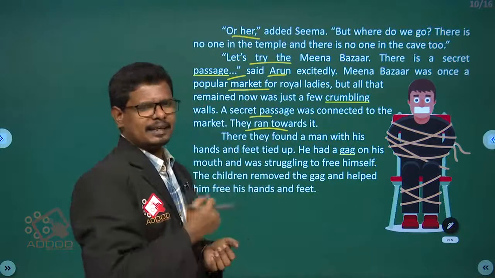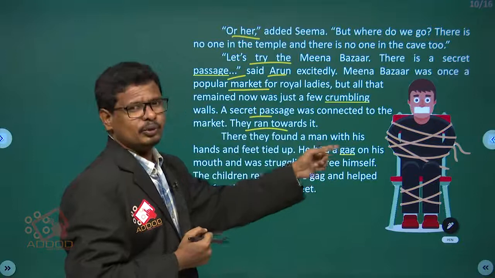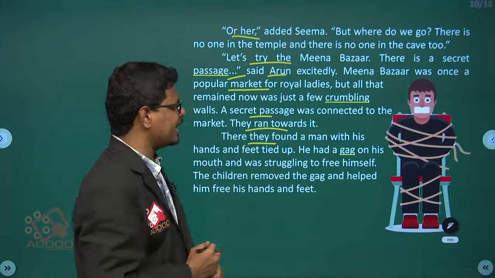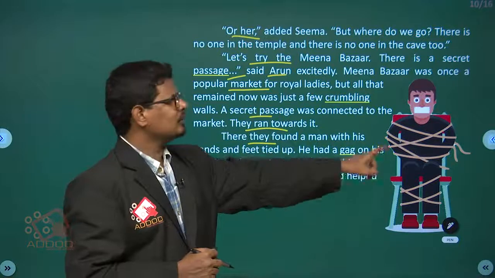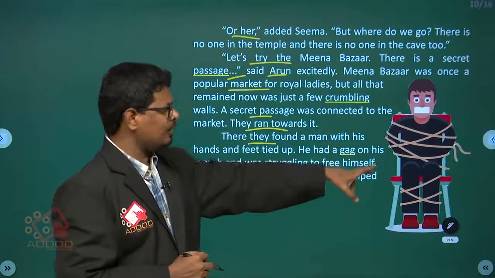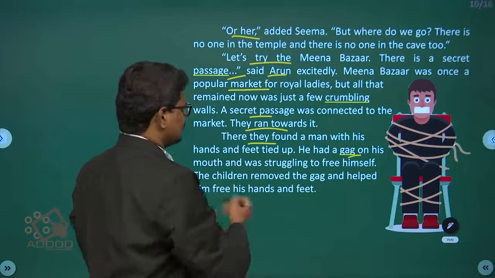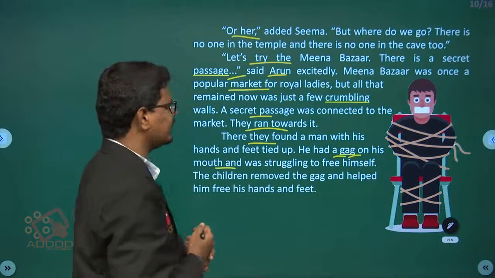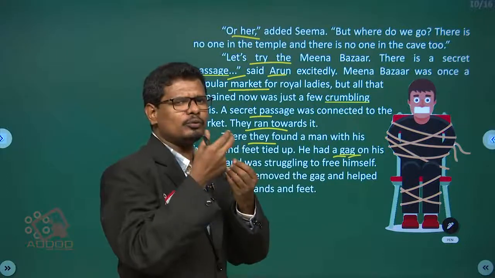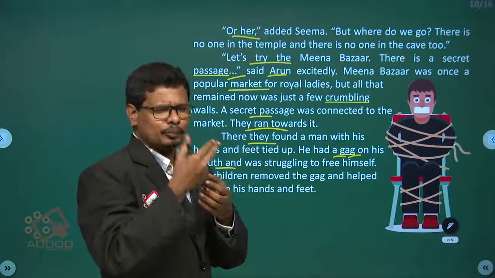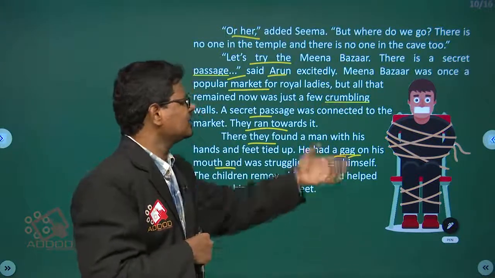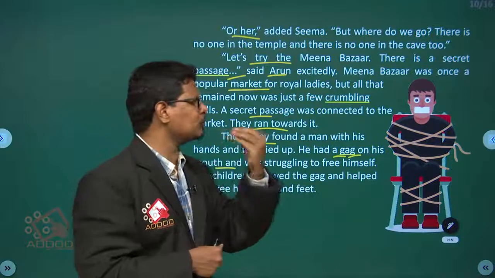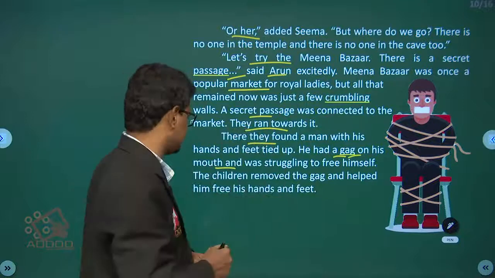They ran towards it. They rushed because they wanted to help somebody in the passage. There they found a man whose hands and feet were tied up, and he had a gag on his mouth and was struggling to free himself. A waistcloth was put inside his mouth to prevent him from talking, so he was tied up, and the cloth or paper was put in his mouth so that he could not talk.